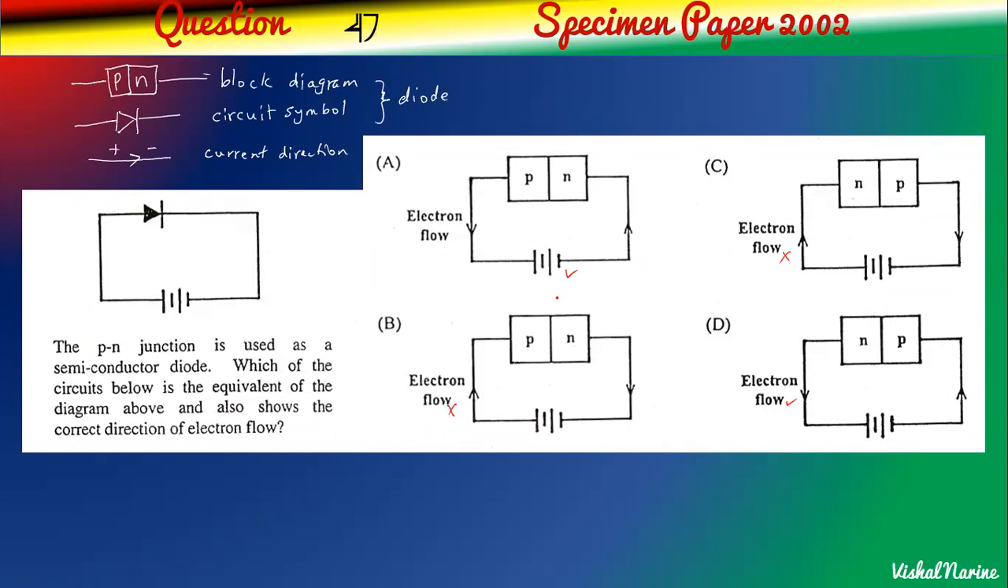So it is either A or D, and then we correspond it to the diagram, and we can see from the block diagram that the P has to be attached to the positive and the N to the negative. All right, so the answer there is going to be A.